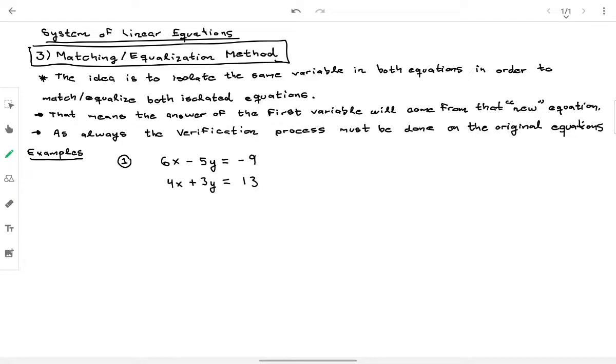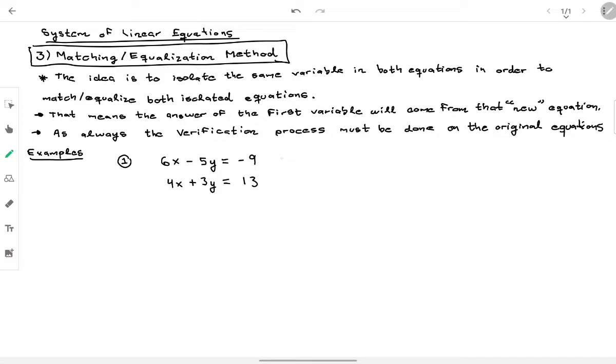So after isolating the same variable in both equations, we can equalize both isolated equations. That means the answer of the first variable will come from that new equation that we have created by isolating the same variable on both equations. As always, if we are doing the verification process in this kind of exercise, we must do it on both original equations. So let's see.